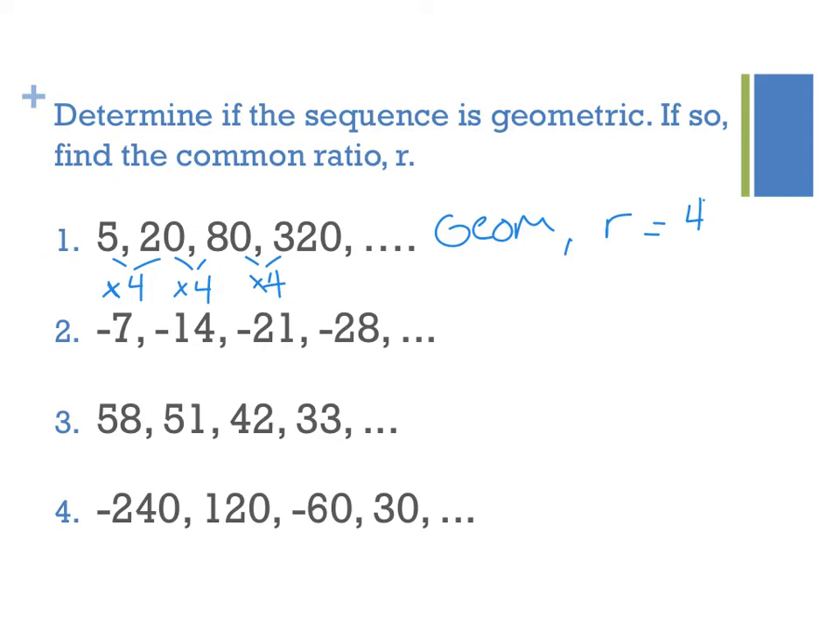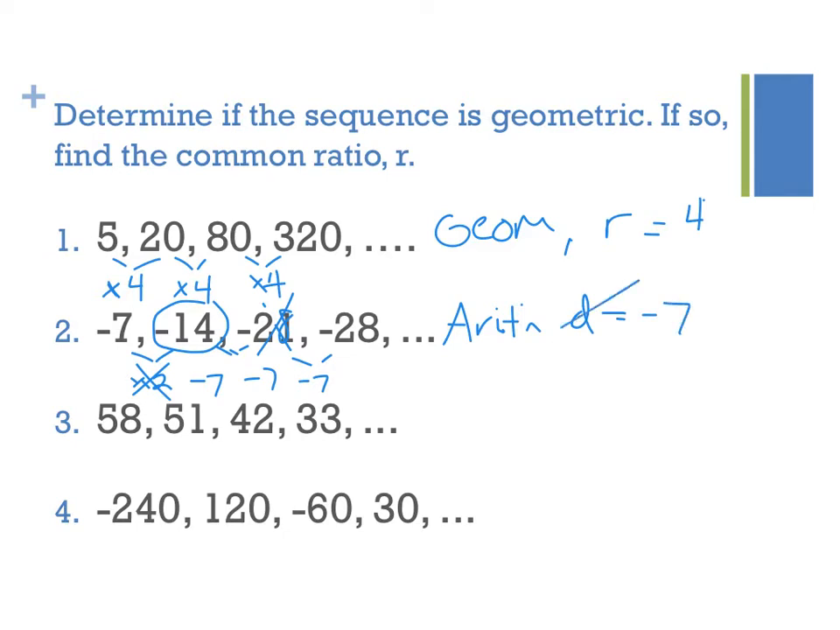If we look at the next one, it looks like you're maybe multiplying by 2 or subtracting 7. And so if we look at the next case, if I were to multiply this -14 by 2, that should be -28, and it's not. So we know it's not multiplying. In fact, if you notice, these are subtracting by 7 each time. That would be considered arithmetic, and we can say the common difference is -7, but it's not geometric there.